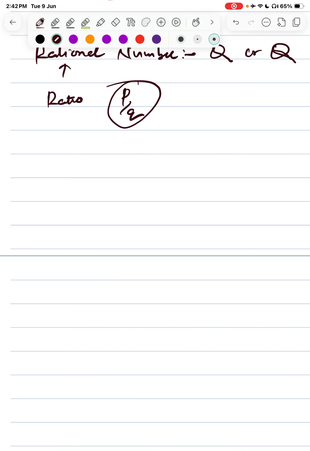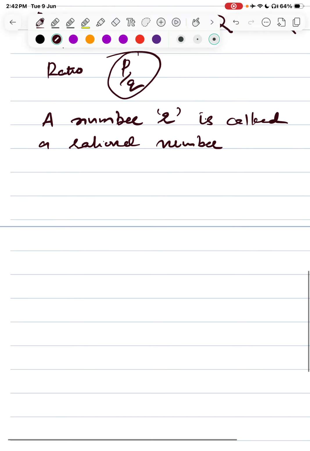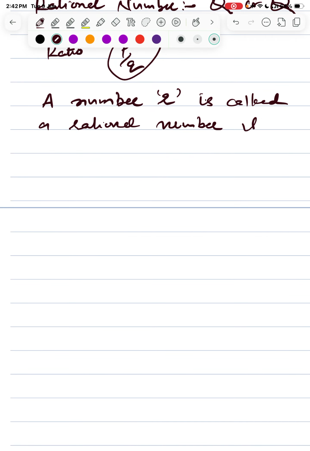So how do you call a number a rational number? Let's say a number R. I'm considering some number R. A number R is called a rational number if you can represent R as p by q, if you are able to write R = p/q.